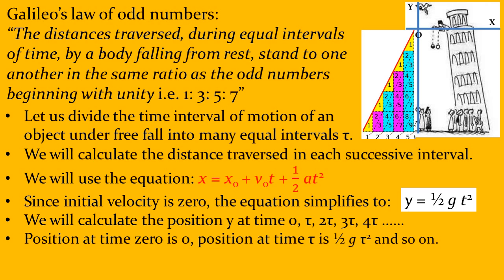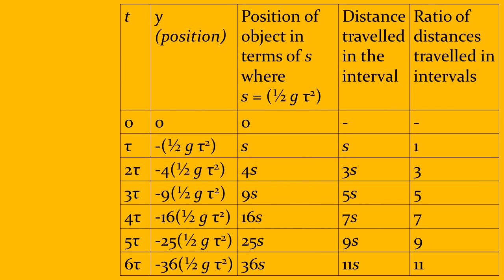So the position at time 0 is 0. The position at time tau is half g tau square. And I explained to you the next one also. So now if I continue doing this, I calculate all this and put it in a table, right? Now let us see how the table looks like. Here is my time t starting with 0, time interval tau, 2 tau, 3 tau, 4 tau, 5 tau, 6 tau. They are all equal intervals, isn't it?